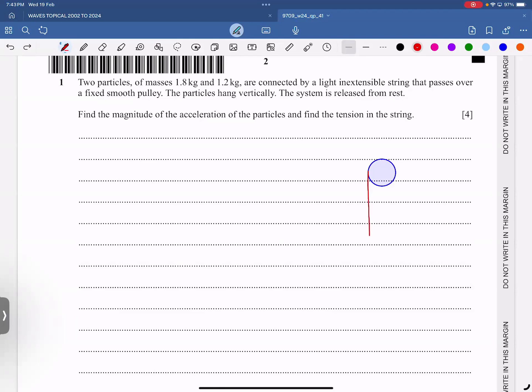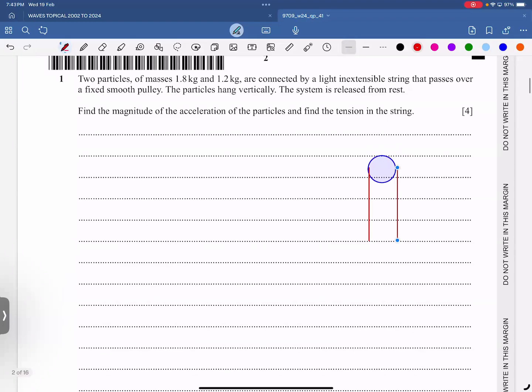The first particle. Here is the second particle on the right side of the pulley, as you can see. Both are in vertical position. So label them. One of them is 1.8 kilograms. The other is 1.2 kilograms. Okay. Now, dear students, initially at rest, find the magnitude of acceleration and tension.